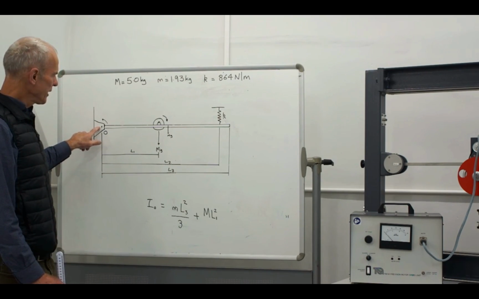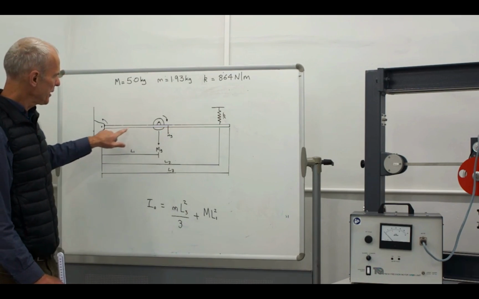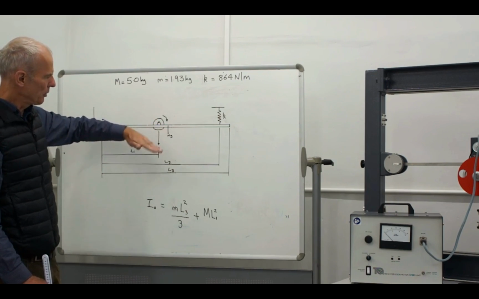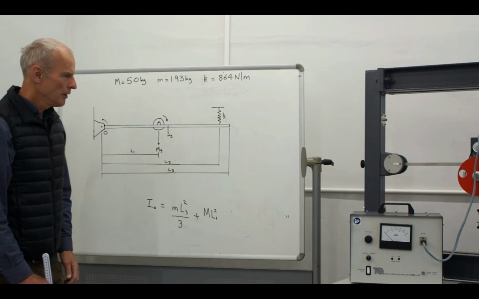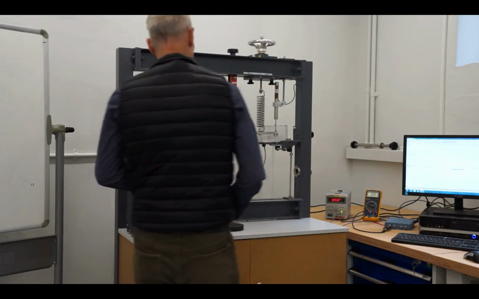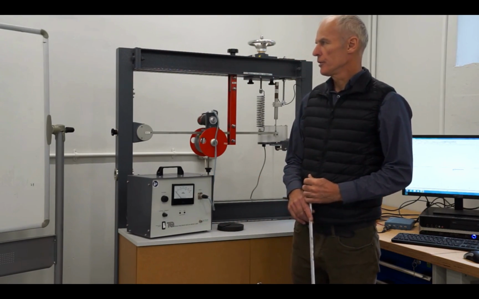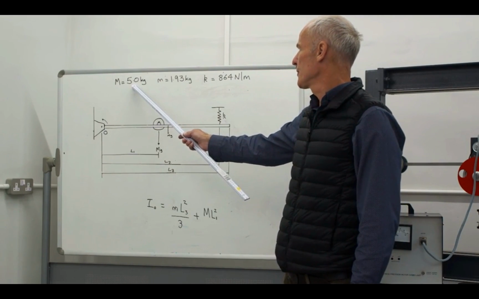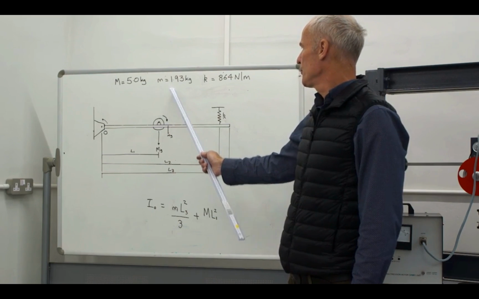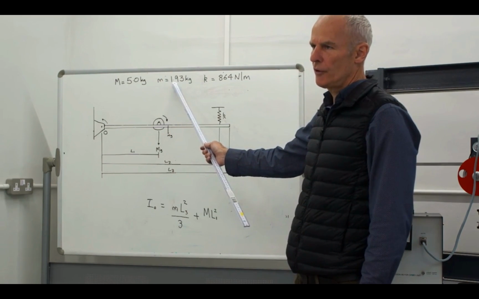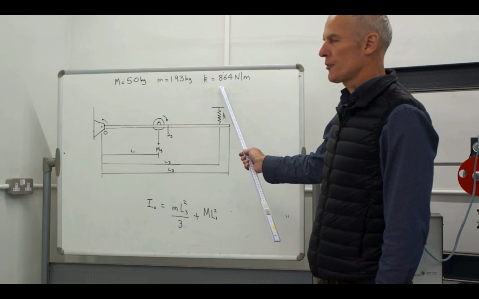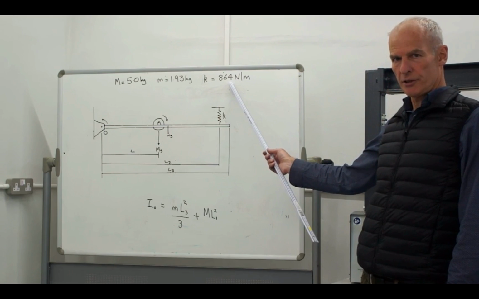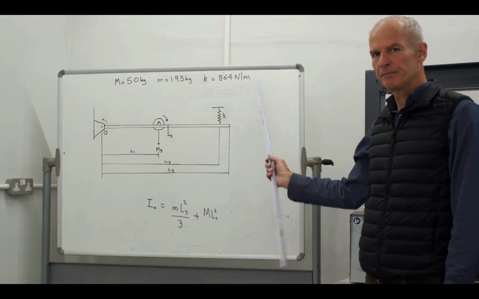Just to be sure again, we've got a mass here, this bar. We've got a big mass attached. This will spin and cause it to vibrate. When you do the analysis for this, you've got all the information here: the big mass is 5 kilograms, the little mass, which is the mass of the bar, is 1.93 kilograms, and the spring stiffness is 864 newtons per metre.